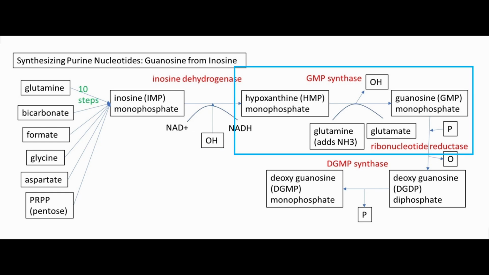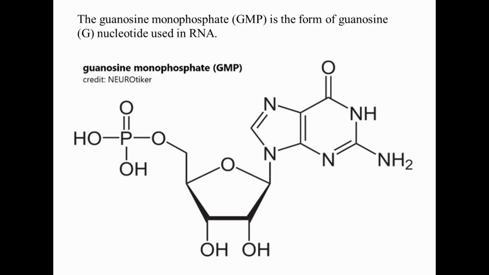In step 2, the enzyme GMP synthase knocks off the hydroxyl group, OH, and adds an amino group, NH3, by taking the NH3 from glutamine to make glutamate. The result is that hypoxanthine monophosphate becomes guanosine monophosphate, GMP. The guanosine monophosphate, GMP, is the form of guanosine, G, nucleotide used in RNA.